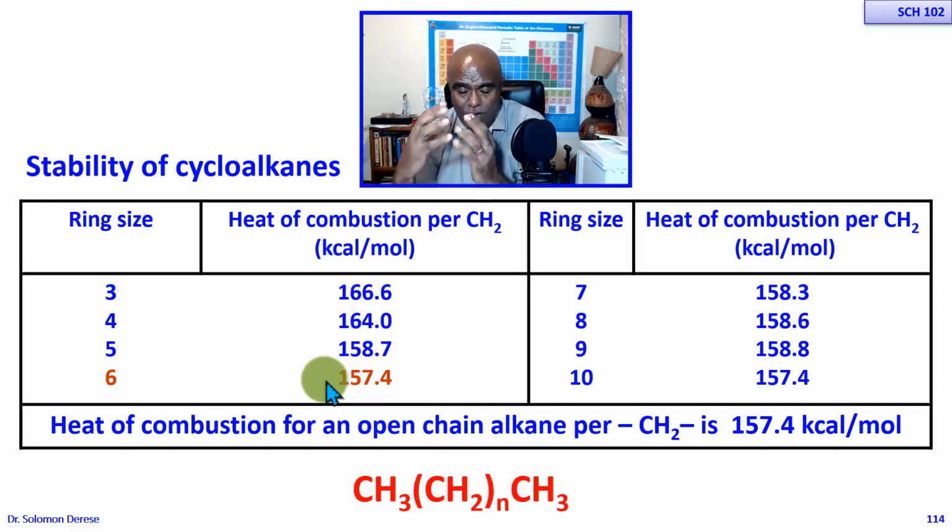The other reason why cycloalkanes adopt different conformation is to have their bond angles closer to the ideal 109.5 degrees.